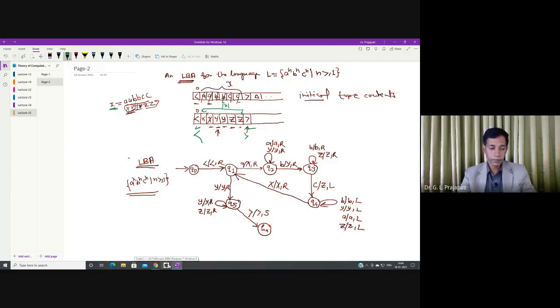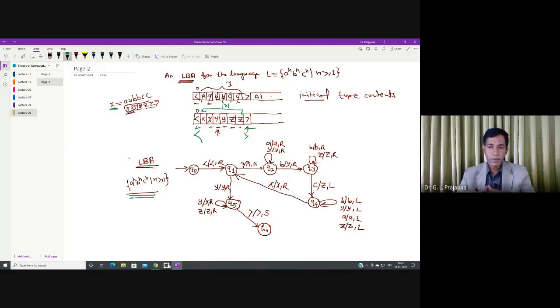Okay. So now we have seen that if your language is context sensitive, then we have an LBA for it. For every context sensitive language, we have an LBA. So this is also a model of computation. LBA is the model of computation for accepting context sensitive languages. And we know that every context sensitive language is recursive.